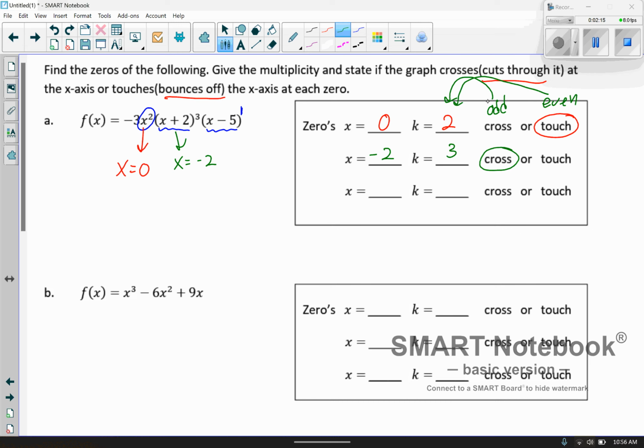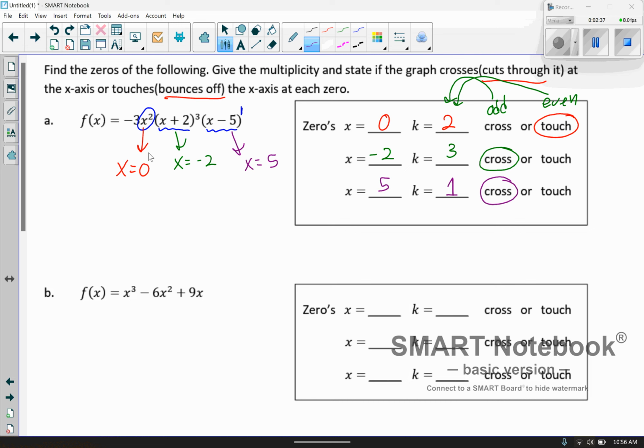Then the last one, the solution would be x equals 5, because if you plug in 5, 5 minus 5 is 0. It's one of our zeros right here. Its exponent wasn't listed, but it's an understood 1, and since it's odd, it's going to cross.